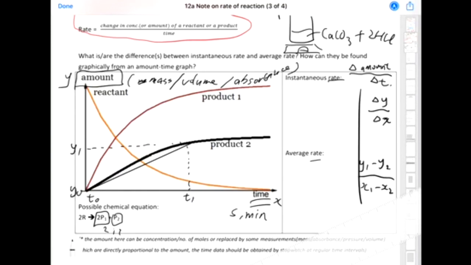And then the corresponding amount of product 2 should be y0 and y1 respectively. And after you got these several coordinates, then you can calculate the rate easily. Just join the 2 points and then find out the corresponding value of y, and it will be equal to y1 minus y0, and then divide it by T1 minus T0. And that's the way how you can obtain the average rate between 2 particular points of reaction.